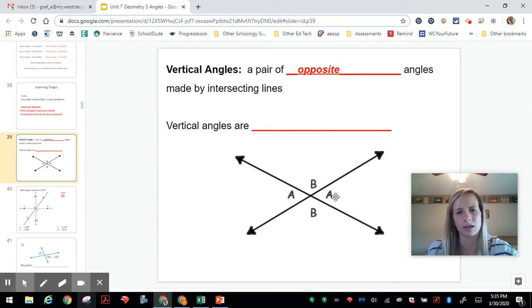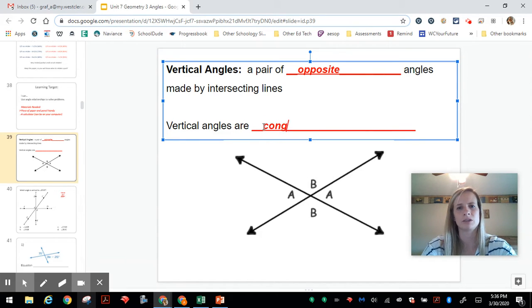Now, if I look at A and A, what types of angles are those? Think about it for a sec. Those are acute angles, and they look exactly the same. So these vertical angles are actually congruent to each other. That is the relationship. So in that 4th box, you can just put an equal sign. When we did supplementary, we put 180, they added up to 180. We did complementary, we put 90, they added up to 90. Here, they are actually equal to each other.